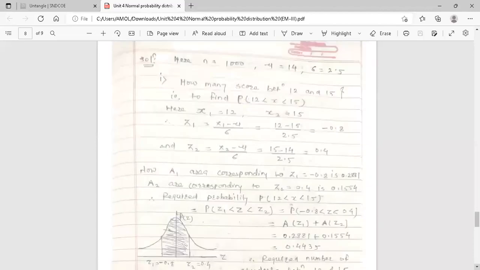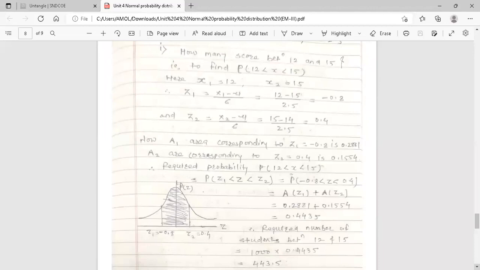Okay. Now we want the score between 12 and 15, which means finding the probability between 12 and 15. We have converted 12 and 15 in terms of z1 and z2. We considered 12 as x1 and converted it to z1, whose value is minus 0.8, and we converted x2 to z2, which is 0.4. So you find the probability between z1 and z2, where z1 is minus 0.8 and z2 is 0.4. And z1 is negative and z2 is positive.